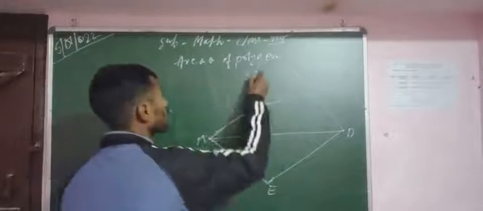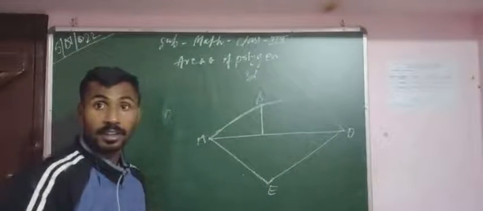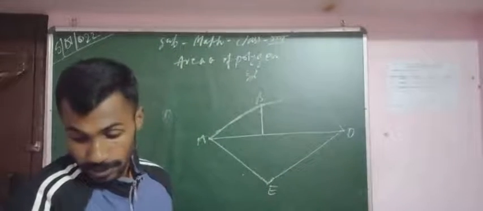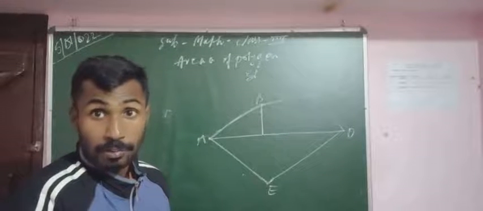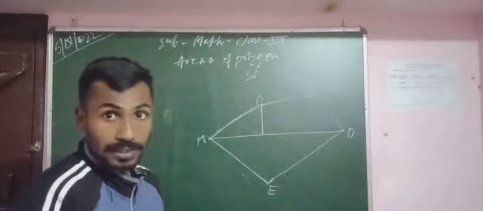Another example is an irregular polygon. Why? Because it has many sides. Now look at the figure.